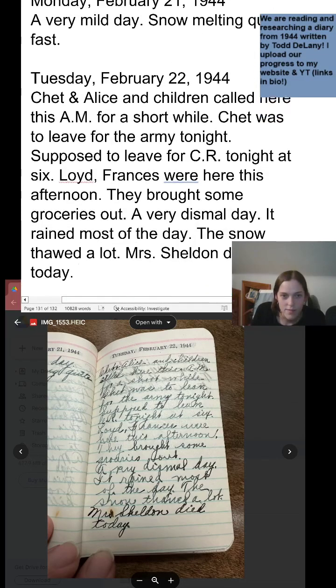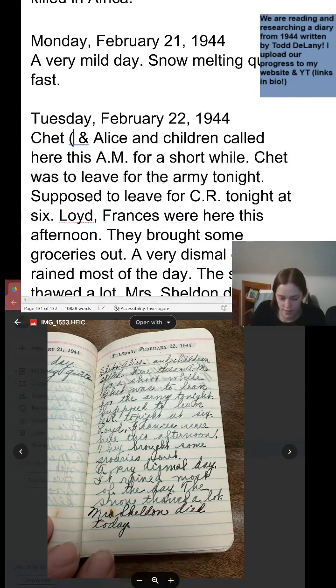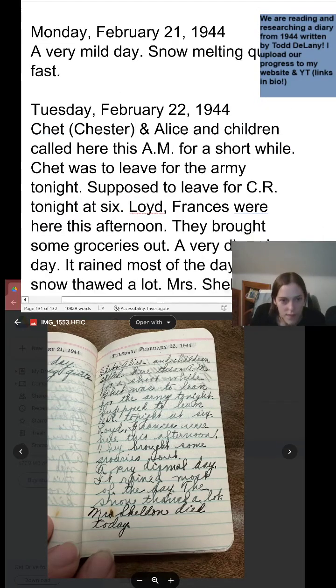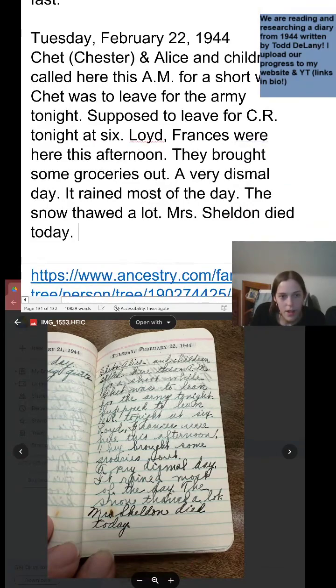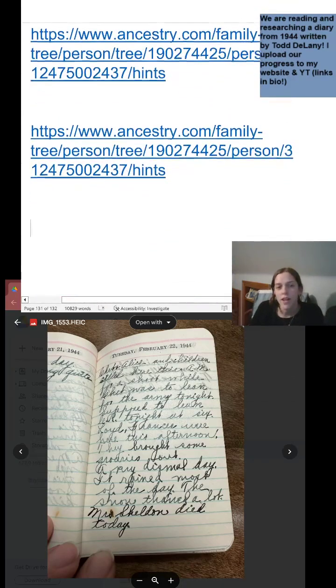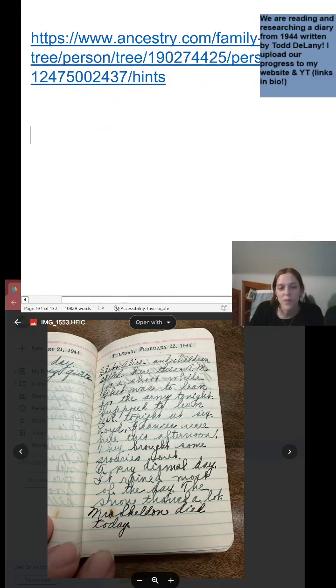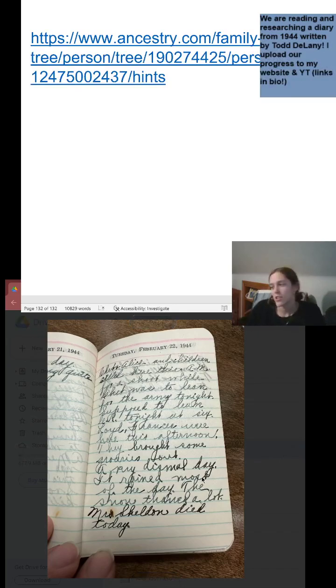Okay. I'm going to put this in and we'll find him. So we can then also find Mrs. Sheldon. It seems like because it was such a small town, lots of these people that he's mentioning, who I was assuming were just friends or neighbors, a lot of them are family because over time, children of one family marry children of another family, and then they're all kind of intertwined.